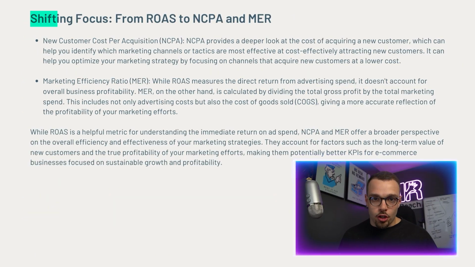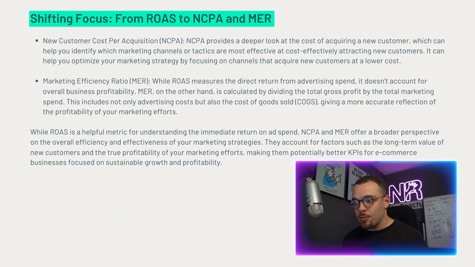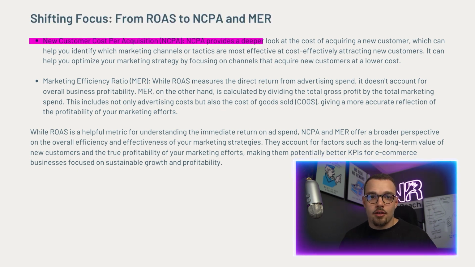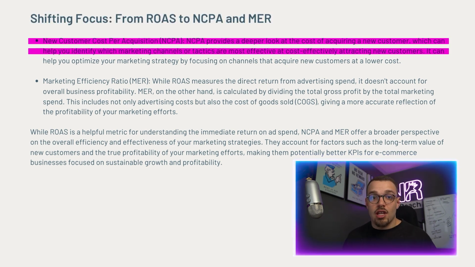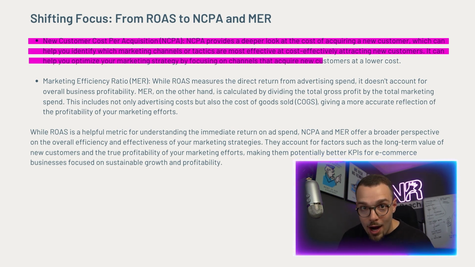So what we want to start doing is shifting our focus from return on ad spend to NCPA and MER. As I mentioned, NCPA stands for new customer cost per acquisition, meaning we're actually looking at the individual cost of acquiring a new customer. Emphasis on the word new. Because let's say you have a decent returning customer rate, it's very easy to have that inflated return on ad spend number when you start to have a bit of over attribution from people that would have already purchased anyway. And now you're getting into the issue where you might be spending too much on ads.